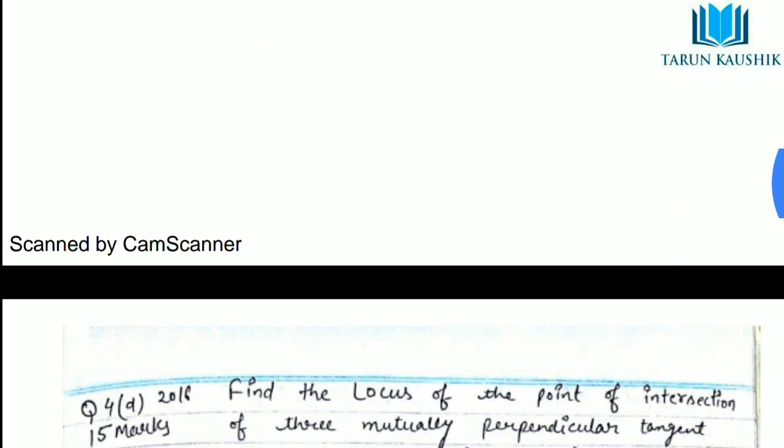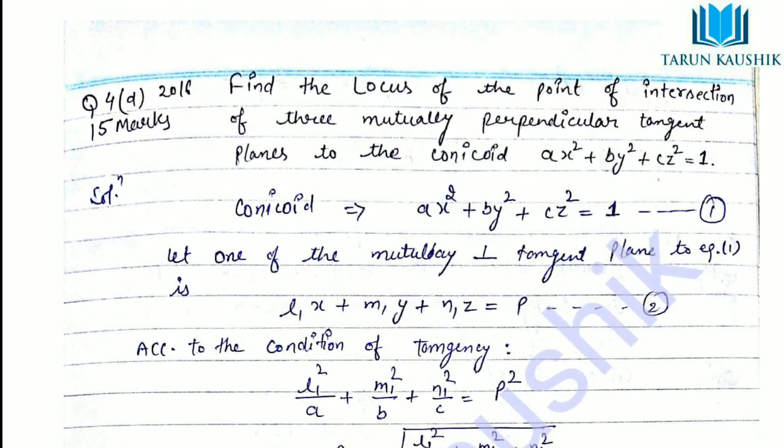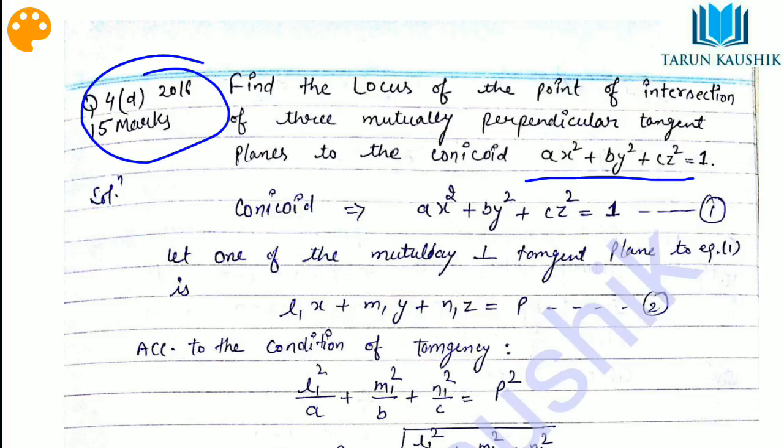Now let us start. The first question, which I have already discussed in my first lecture of analytical geometry, is to find the locus of the point of intersection of three mutually perpendicular tangent planes to the conicoid ax square plus by square plus cz square equals 1. This was asked in 2016 for 15 marks.